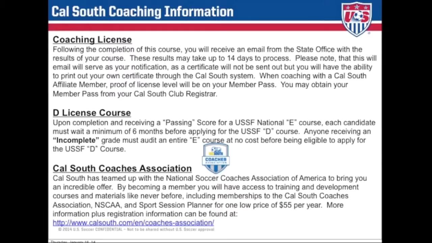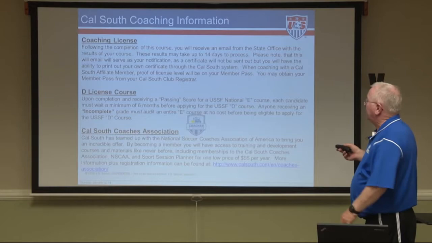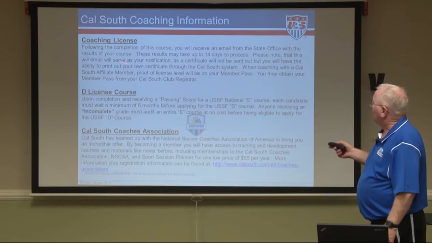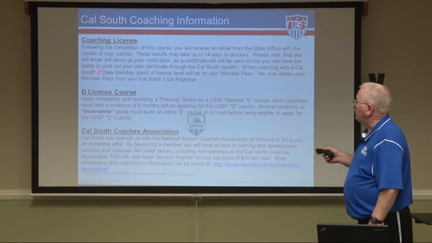Cal South, we suggest to you that the results will take up to 14 days for them to be processed and be back to you. You will be notified by email, and the certificate will not be sent to you, but you'll be able to print out your own certificate through the Cal South system. When coaching with a Cal South affiliate member, proof of license will be your member pass. You may obtain the member pass through your registrar.